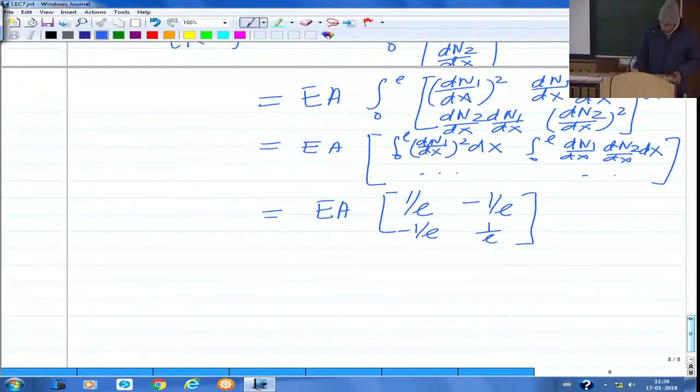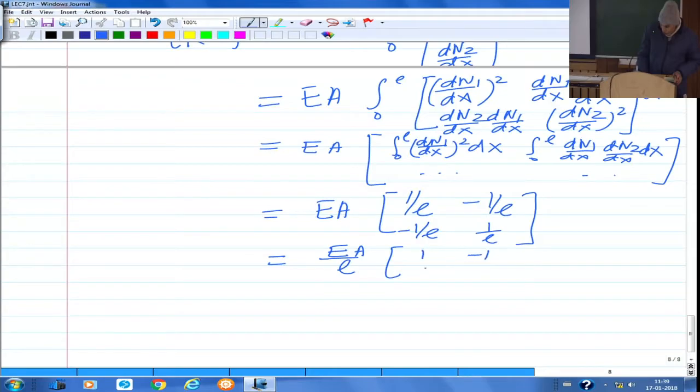So you get the stiffness matrix. If you take 1 by L common, a scalar common means you take it out from all the elements of the matrix. So it is EA by L times [1 -1; -1 1]. This becomes the element level stiffness matrix for a two noded truss element with EA as a constant quantity. If EA was a function of x, then you have to keep it inside the integration and do the integration accounting for the variation of EA as a function of x.